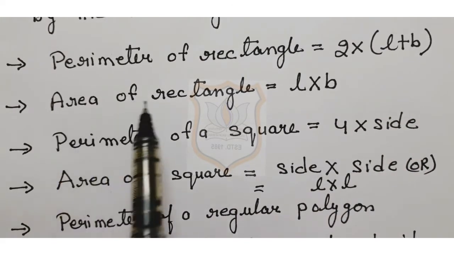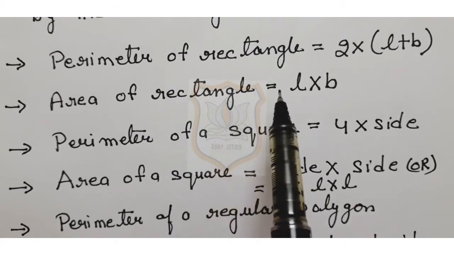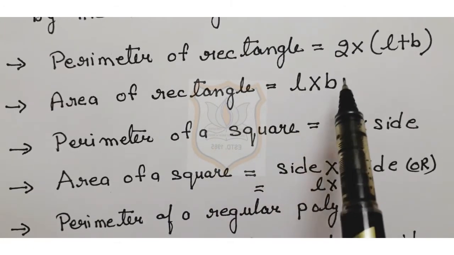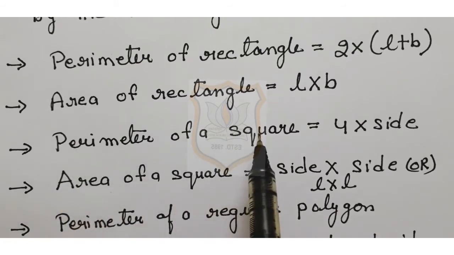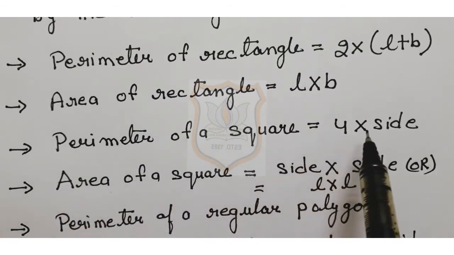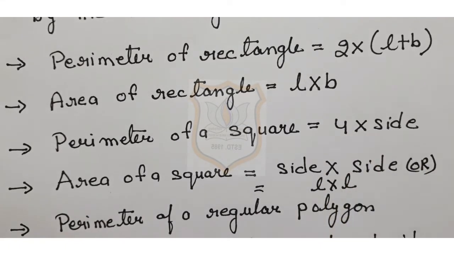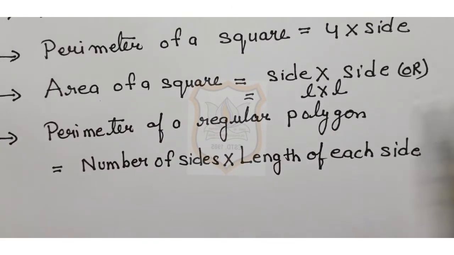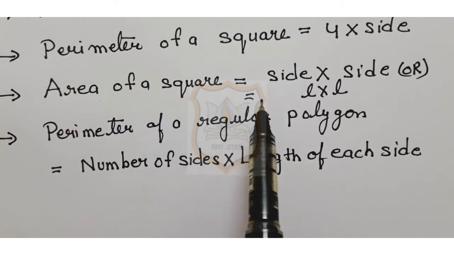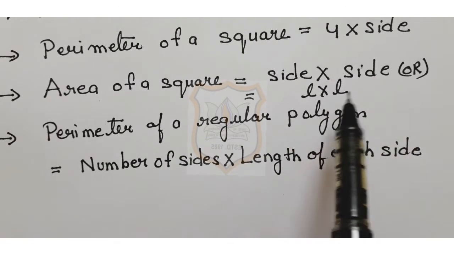Now, area of a rectangle. What is the area of a rectangle? Formula to find out the area of a rectangle is length into breadth. Another point is perimeter of a square. That is equal to 4 into side, because all the 4 sides of a square are the same. Now, what is the area of a square? Area of a square is equal to side into side, or we can say length into length.